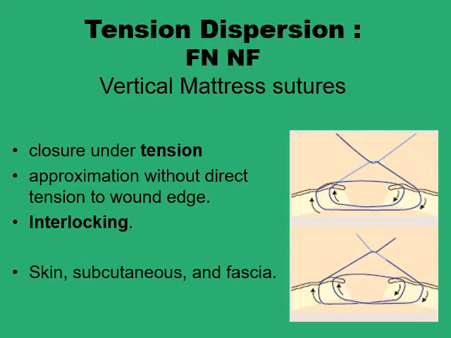The fourth member of the vertical mattress family was developed to provide better tension dispersion in the wound in situations where, for example, the wound is a little bit inflamed or you are suturing fascia under tension. If you want to disperse the tension of the wound in a better way, this is the suture to consider using. And this time it's far to near and then near to far. And you can have two versions of this.